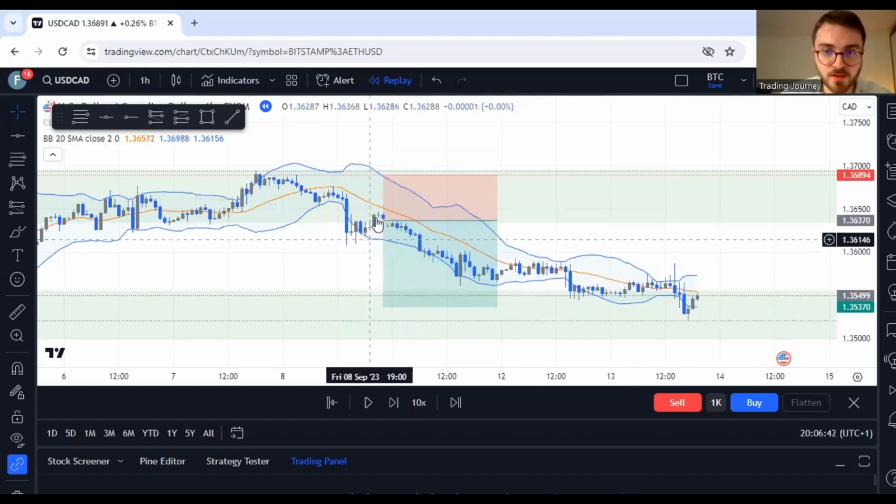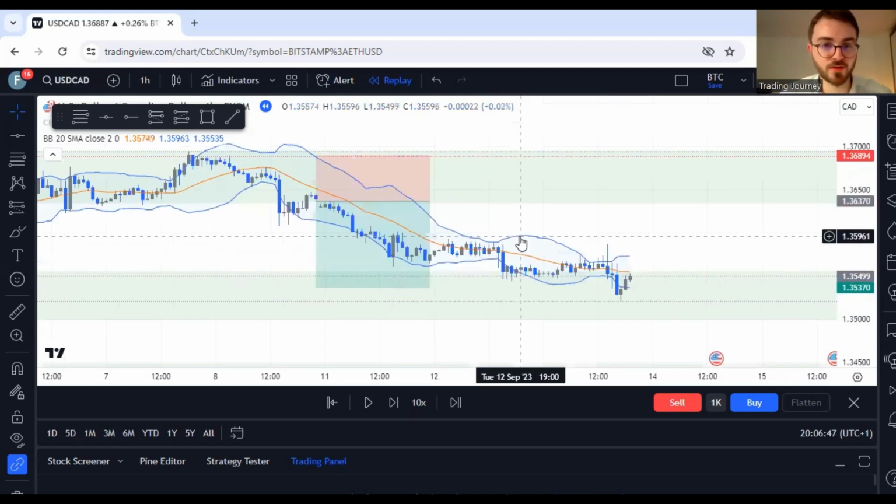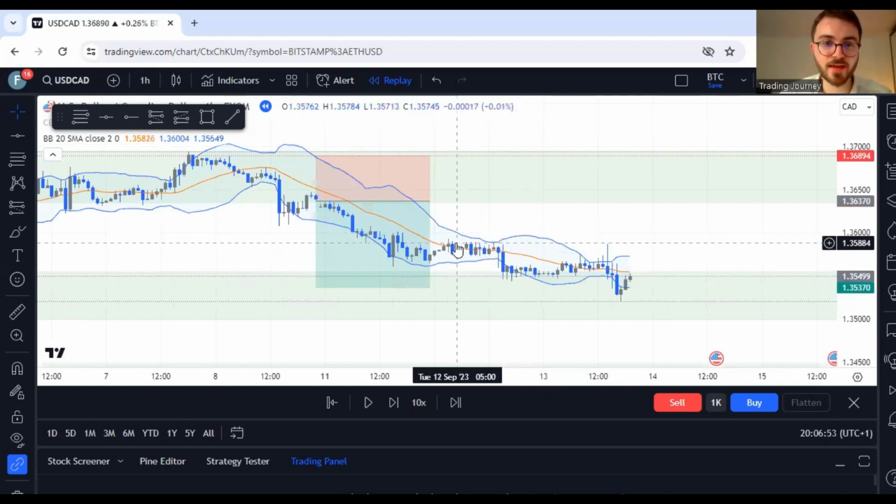So this is typically a candlestick pattern. I will make a separate video on candlestick patterns because I mention them all the time. But this is very important to know what the candles mean.